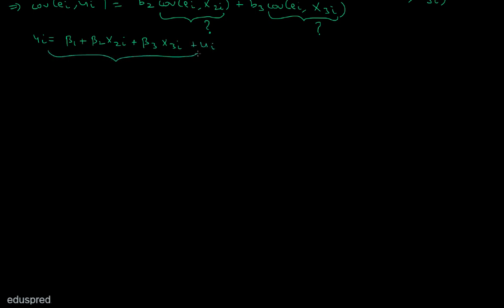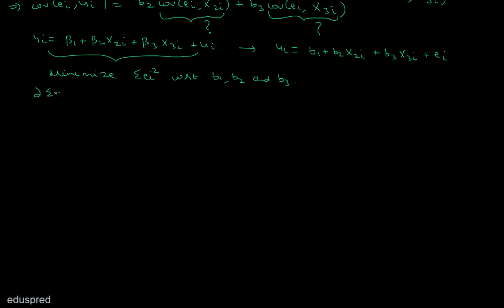This is the population model that we are given, and the sample counterpart is going to be yi equal to b1 plus b2 x2i plus b3 x3i plus ei. If we are estimating this model using the method of OLS, then to find the values of b1, b2 and b3, we are going to minimize summation of ei square with respect to b1, b2 and b3. And how do we do the minimization exercise?